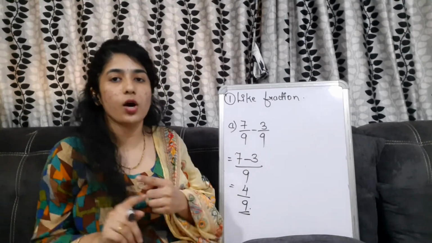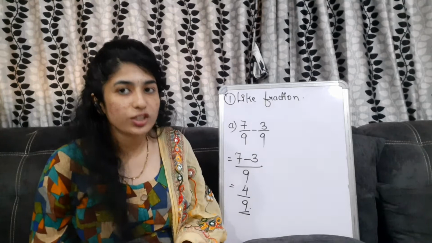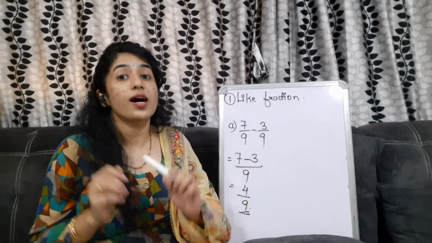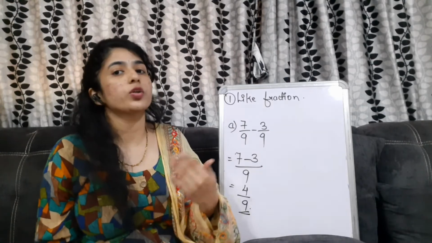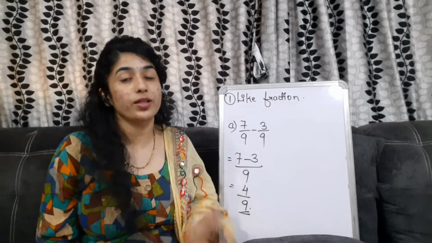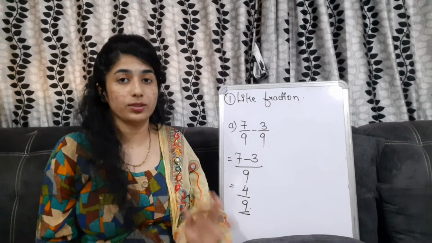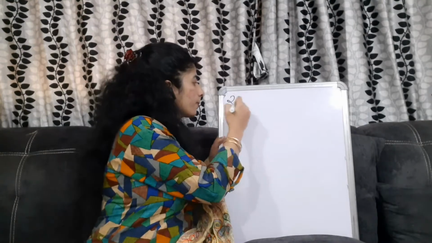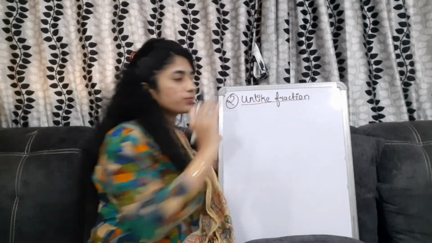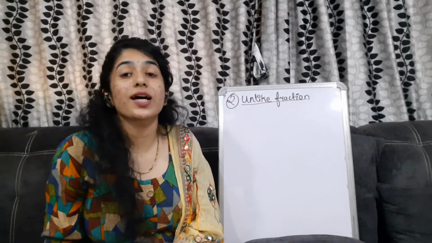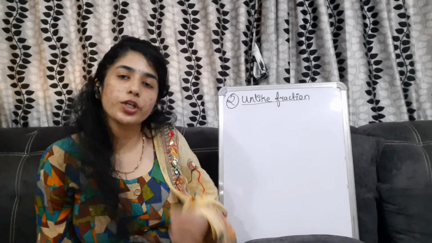Hope you understood how to do the addition and subtraction when the denominators are same. That is when you are given the like fractions. Okay. Now we will go to the other part, which is when the denominators are not same. That is, it is an unlike fraction. Okay. Now when it is an unlike fraction, that is denominators are not same, what you are supposed to do?